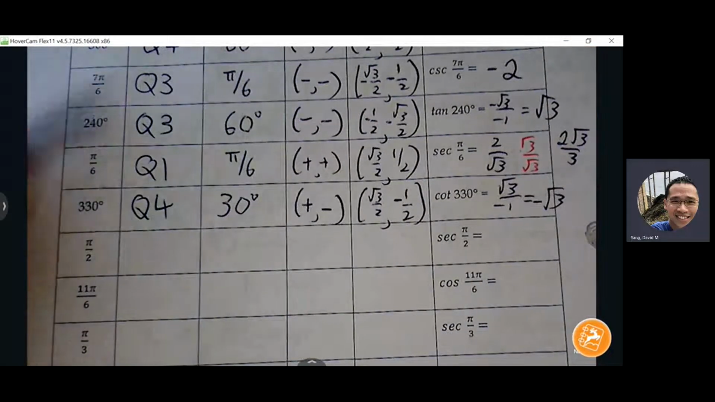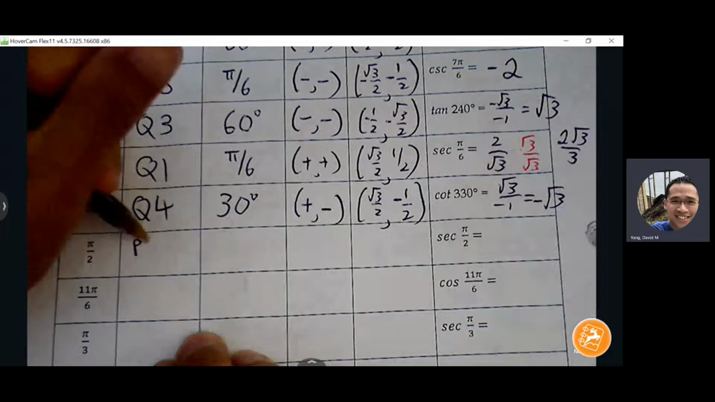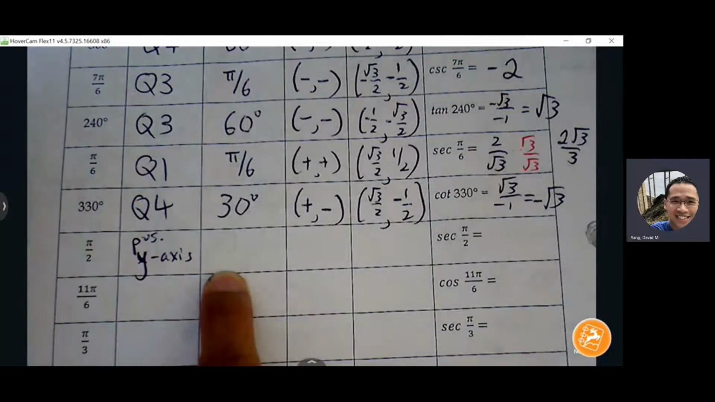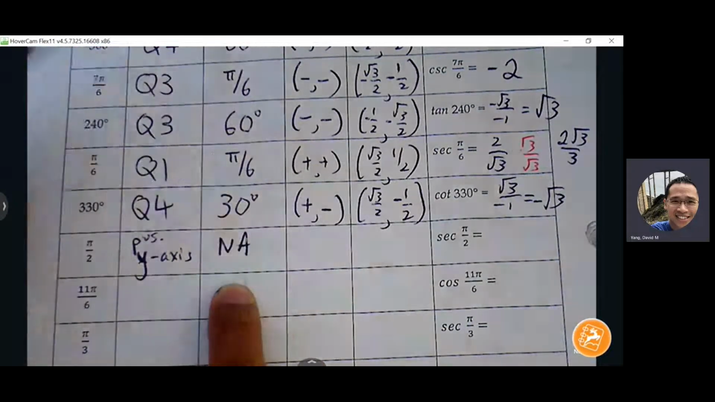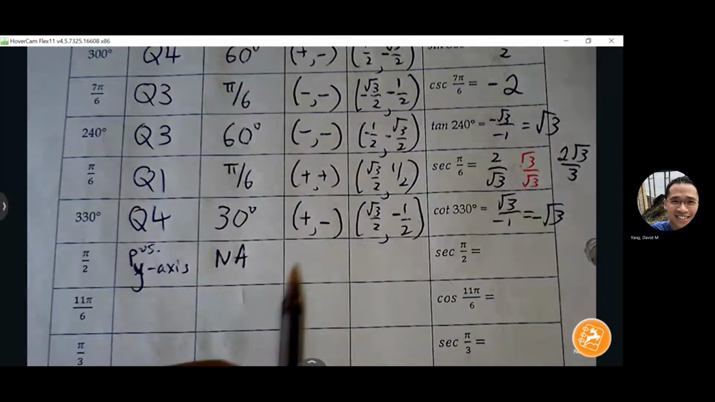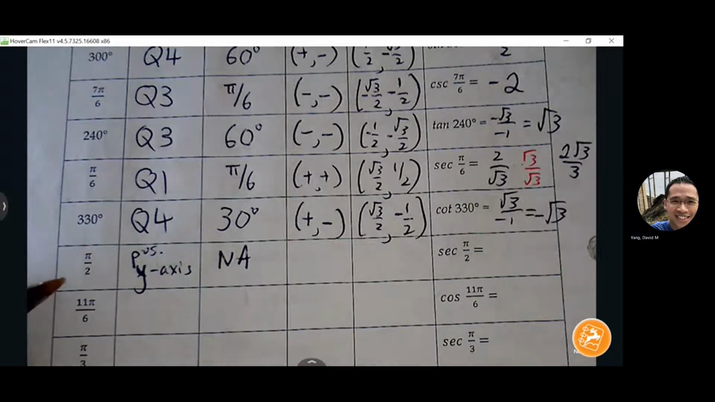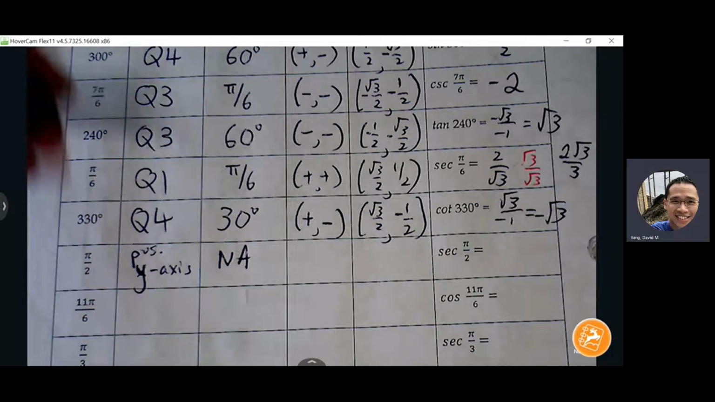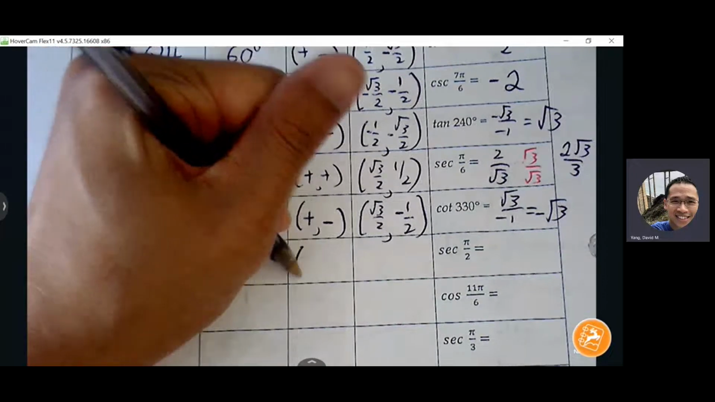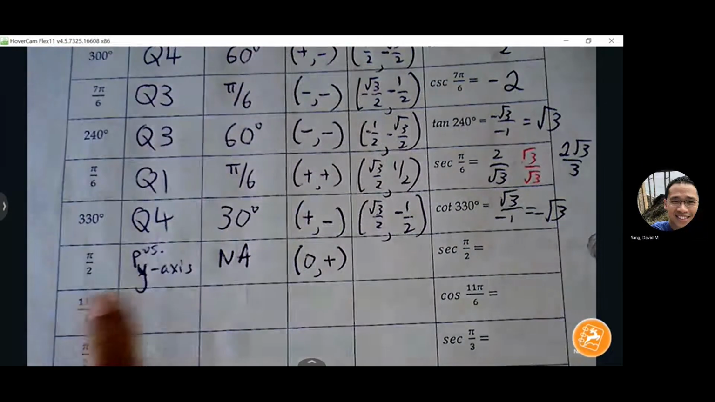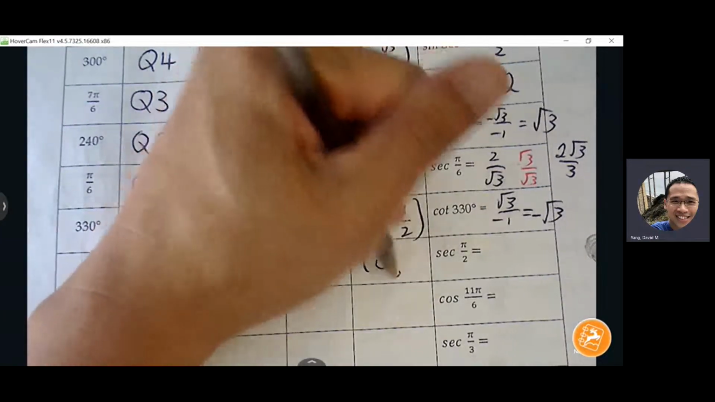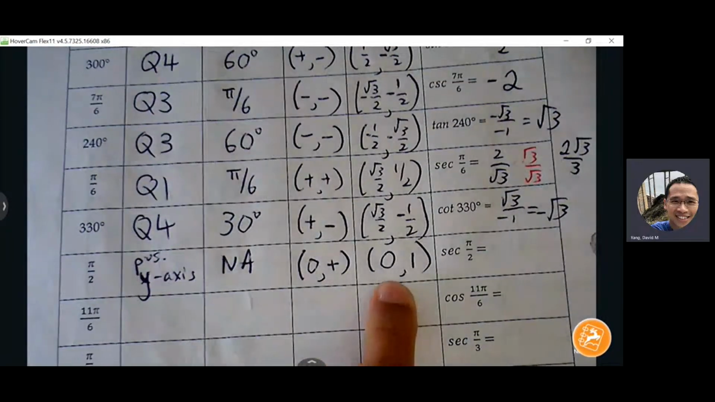All right, pi over 2. Pi over 2 is not in a quadrant. So we can say this is on the positive y-axis. Also, no reference angle. Reference angle does not apply for quadrantal angles, only for ones that are in a specific quadrant. So pi over 2. There's no sign for the x, but the y is positive. And then the ordered pair for pi over 2, you're just going up 1 unit from the origin. So that's going to be 0, 1. That's the ordered pair for pi over 2.